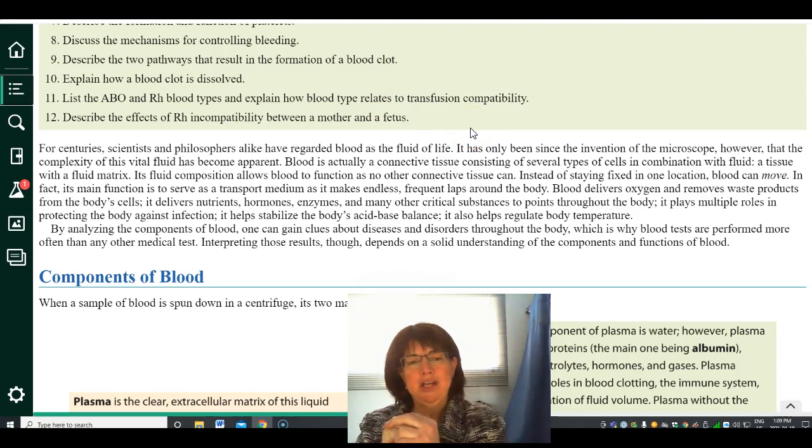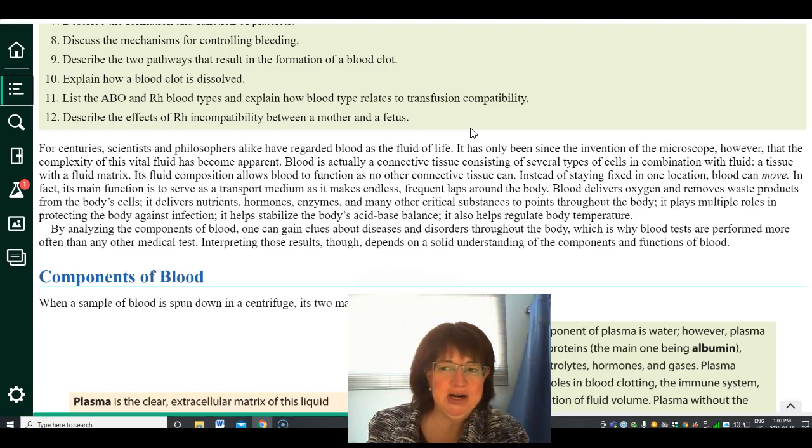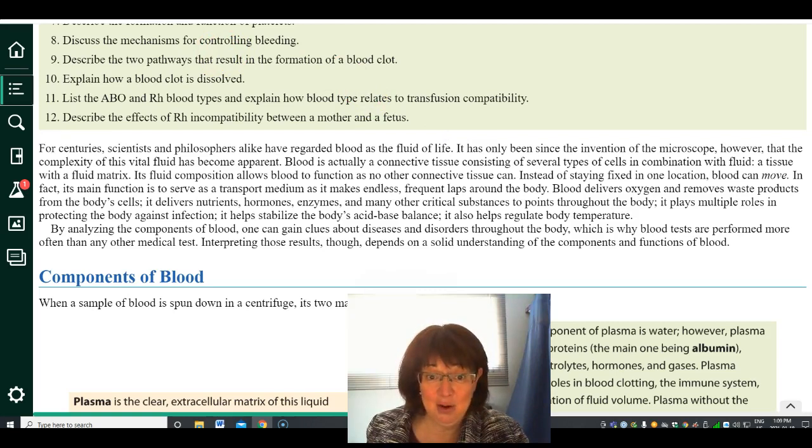Now, when you look at blood, initially the blood was considered the fluid of life, and they didn't quite understand it until they looked at it under the microscope. And then under the microscope, they saw that there were blood cells. And from there, we came to realize it is a connective tissue. So there's several types of cells, and there is a fluid. Okay? And it is the blood that goes endlessly through and through.